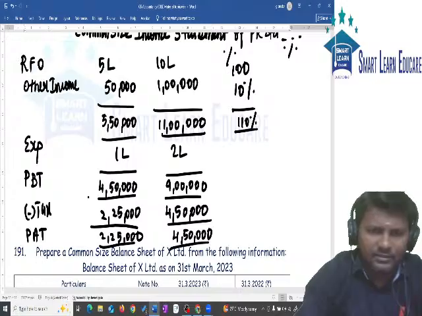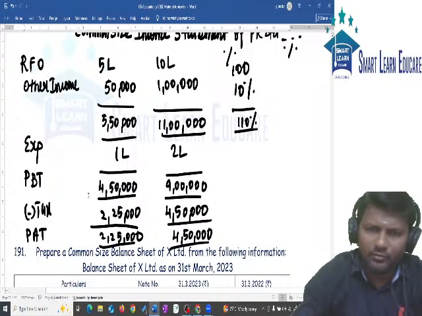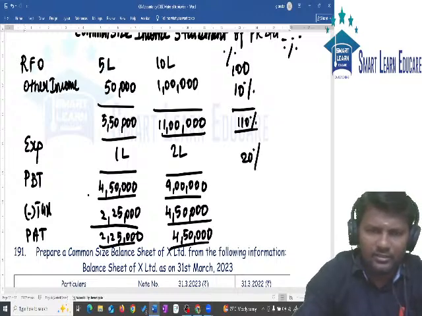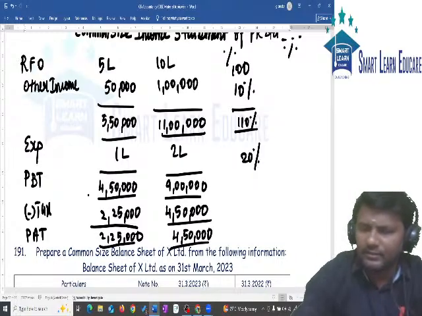And expense, 1 lakh out of 5 lakh. 1 divided by 5, it is 20 percentage. And tell me what is the next one? 4 lakh and 50 out of 5 lakh, it is 90 percentage.